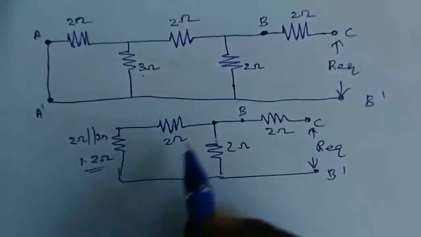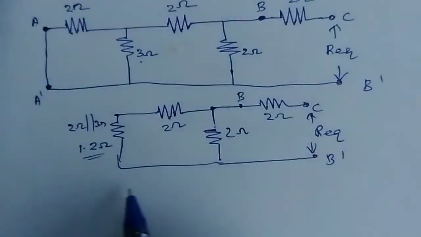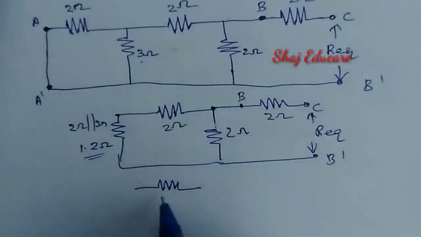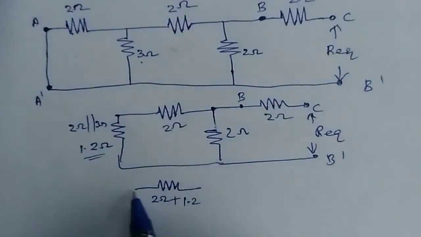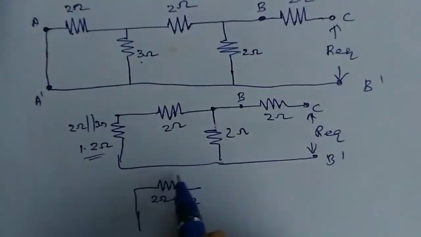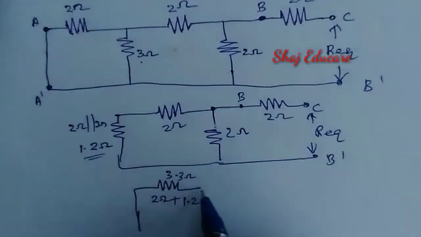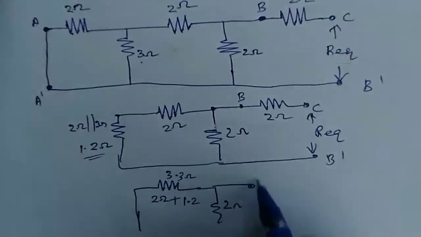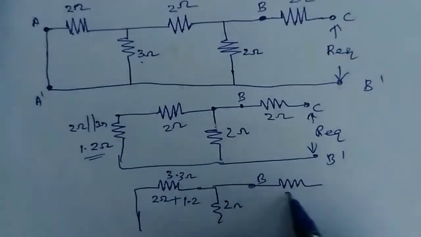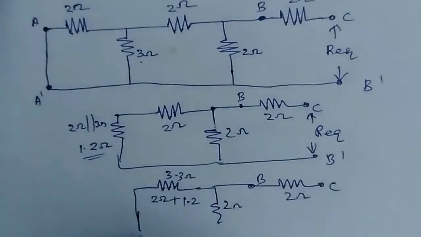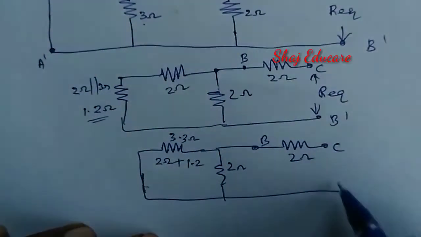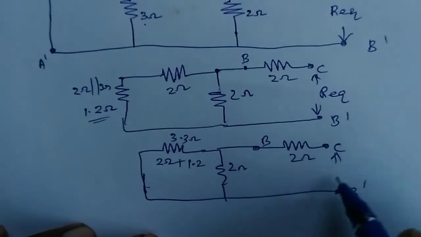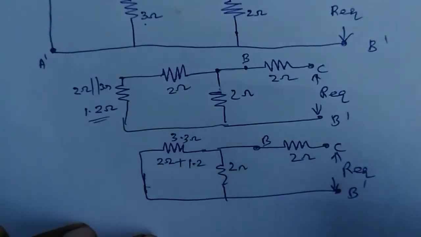Okay, so let us redraw these two resistances by their equivalent resistance, 2 ohm plus 1 ohm. Okay, that is equal to 3.2 ohm. Then this 2 ohm resistance, then B, 2 ohm, C, and finally this is B dash, and here is the R equivalent.